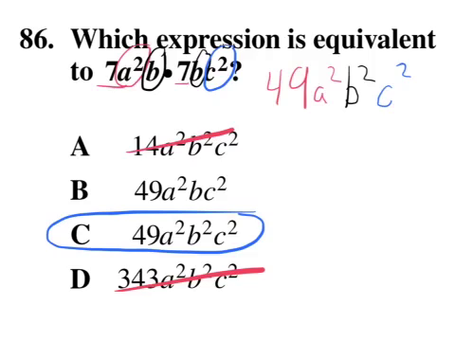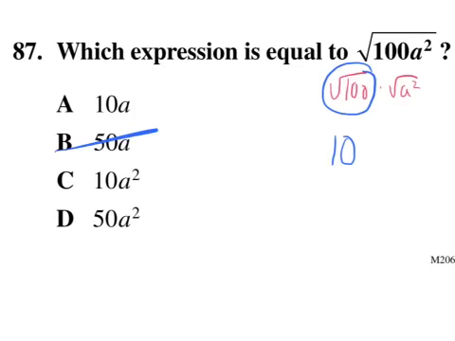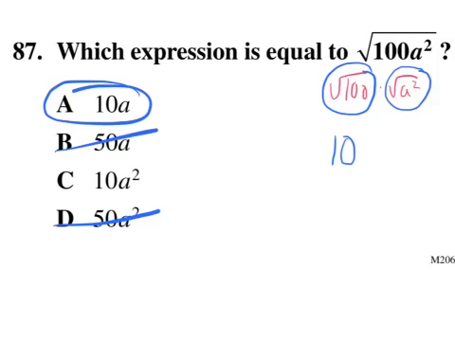Isn't that c right there? Just be careful. If I want to find the equivalence of this, you want to break it up. This is the square root of 100 times the square root of a squared. What's the square root of 100? What times itself gives you 100? So can I cross off those two? And then what squared gives you a squared? Well, hopefully you understand that would be just a. So it's 10a, because a times itself is a squared.